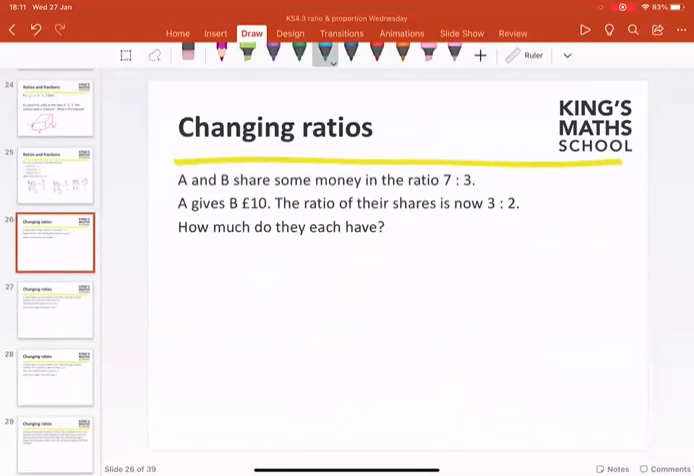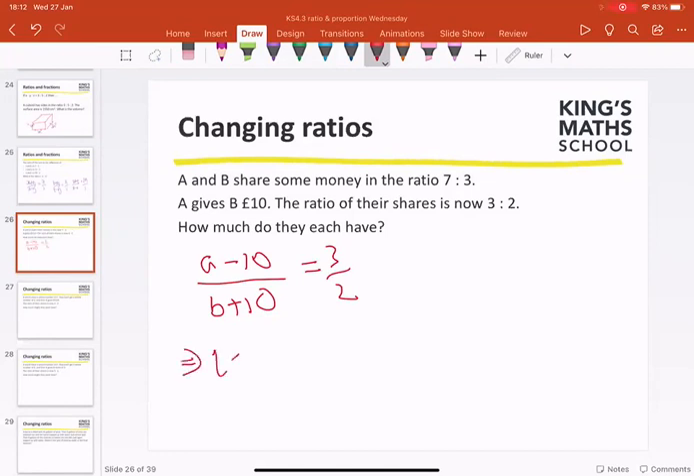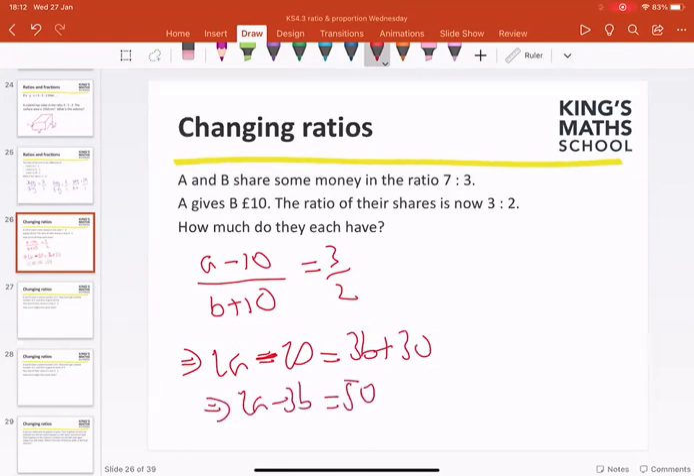So changing ratios then. Here we've got a classic question about sharing some money, with a little bit of a complexity to it. They share some money in the ratio 7 to 3, and then A gives B £10, and now it's 3 to 2. So A loses 10, B goes up by 10, and now the ratio is 3 to 2. So I can express that equivalently as a fraction. So I've got 2A take away 20 equals 3B plus 30. So I've got 2A subtract 3B is equal to 50.